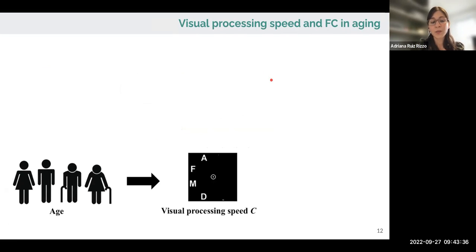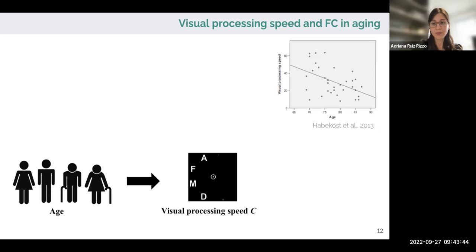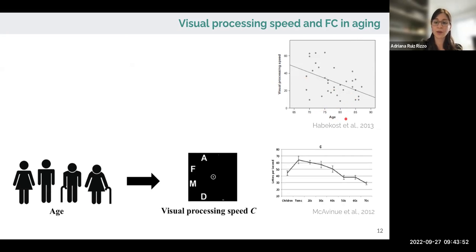Using this paradigm, previous studies have tried to study and understand the relationship between aging and visual processing speed. And they have found this linear decrease in visual processing speed with increasing age, especially in older age. But this has also been shown starting in the 20s. There is this more or less linear decrease in visual processing speed.